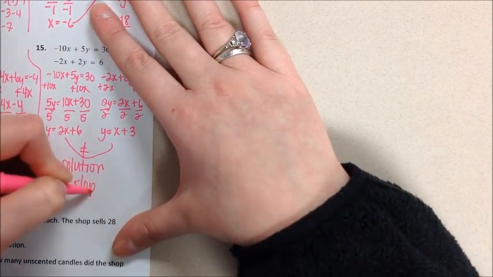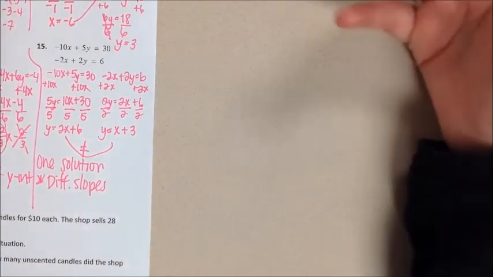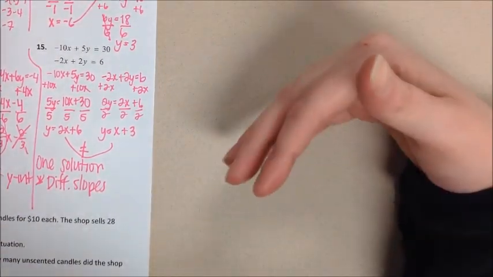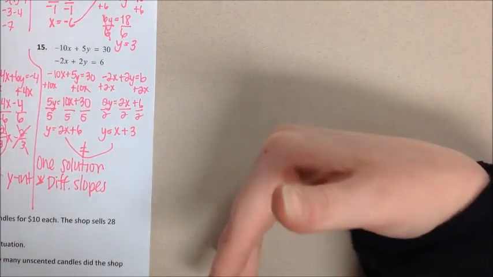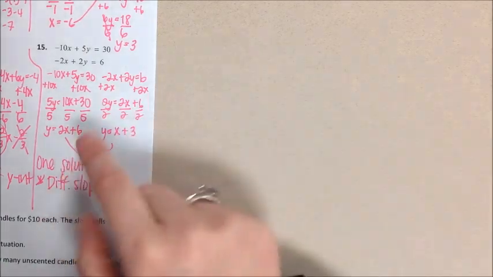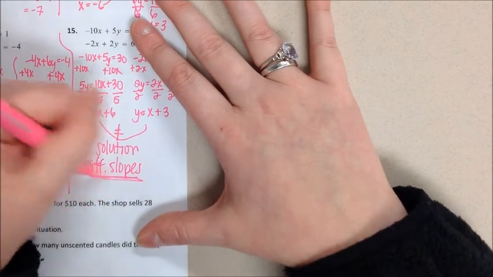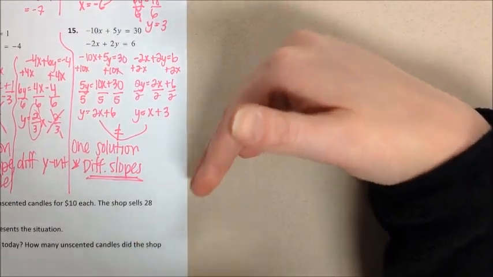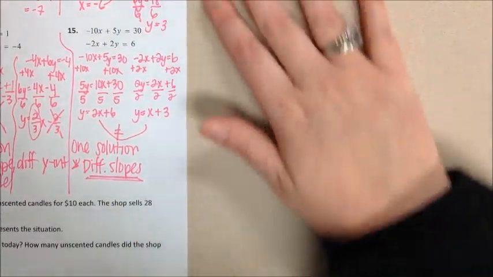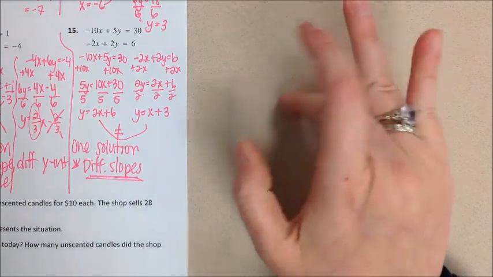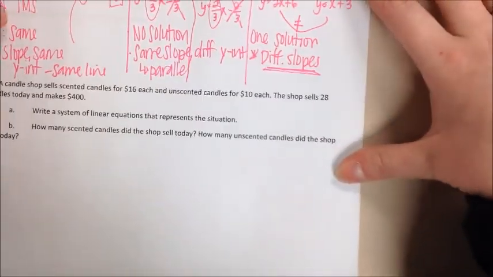You don't even have to mention the y-intercepts because the y-intercepts can be the same and still have one solution, because the y-intercept can be the solution. These have different y-intercepts, so it's still one solution because of those different slopes. So the moment you see different slopes, that's one solution automatically.